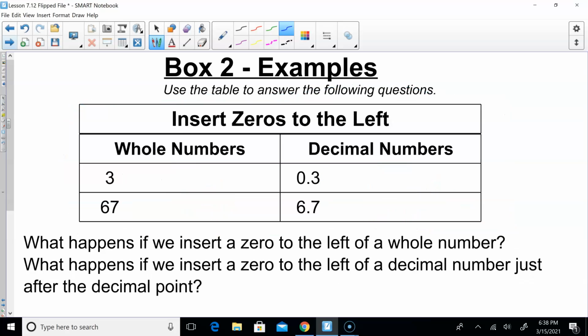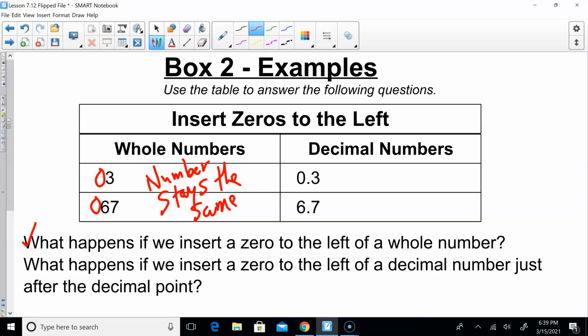Now we're going to add zeros to the left and see what effect that has. So our zeros to the left, if I have 3, to the left of the whole number, that would be 03, or 067. So this time it looks like my number stays the same. So if I put a 0 in front of a whole number, nothing's going to change with my number. So now I know we've answered this question right here.